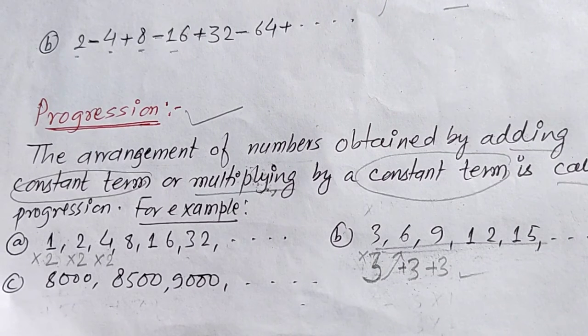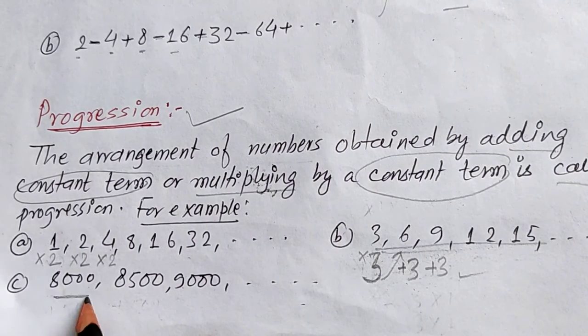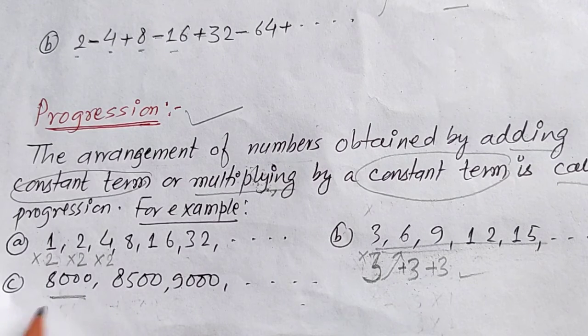Similarly, in example C, you can see 8,000 is the first term. When 500 is added here, you will get the second term, that is 8,500. Again, when 500 is added here, you will get 9,000, and so on. Such an arrangement is called progression.